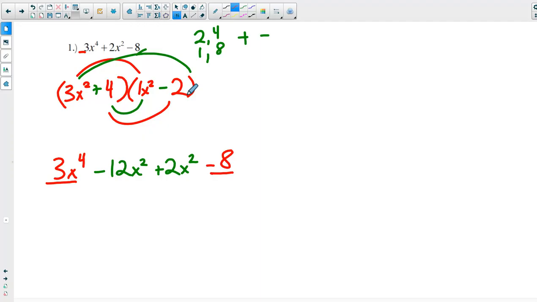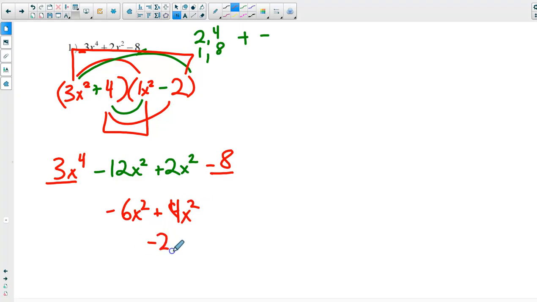So I'm going to go 3x squared, so my first times my last, and I get negative 6x squared. And then I do my middle, so I go 4 times x squared, and I get plus 4x squared. That gives me negative 2x squared. What does that tell me? It should flip my signs. If I flip my signs, I have it. So I'm going to erase my signs and change those.